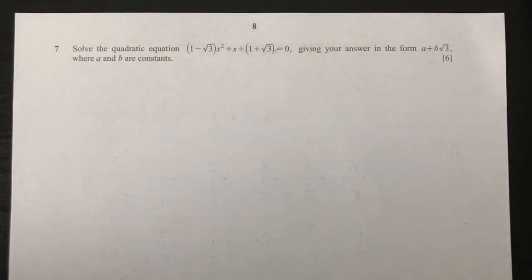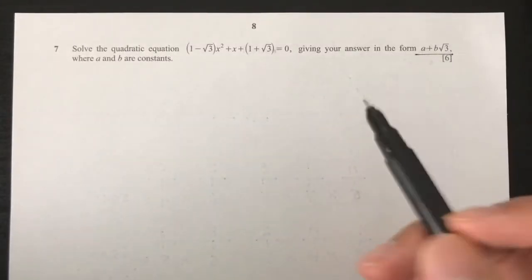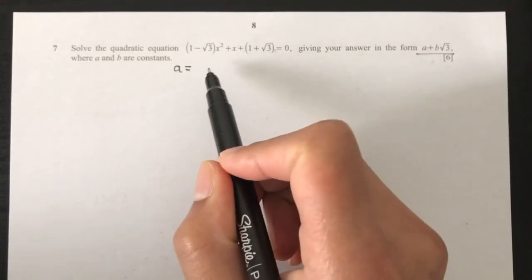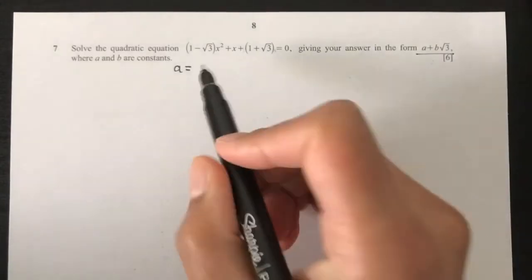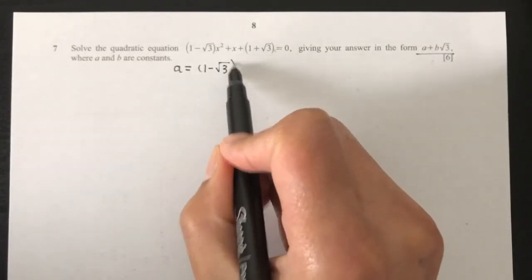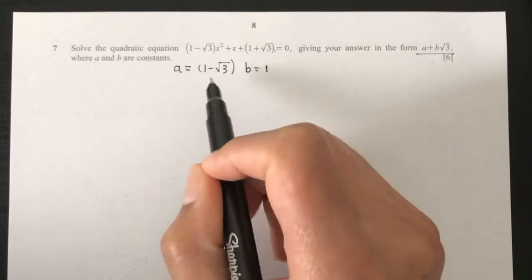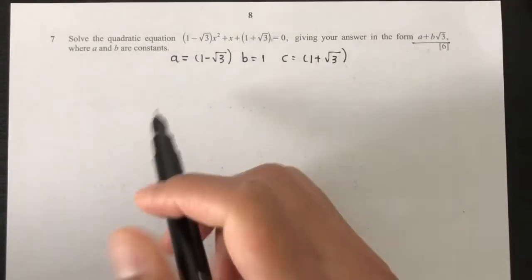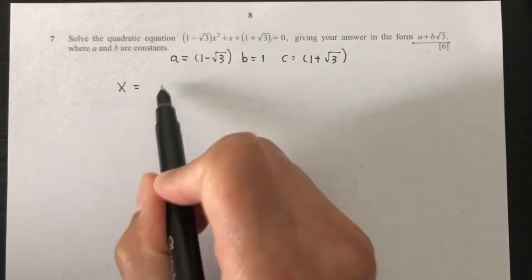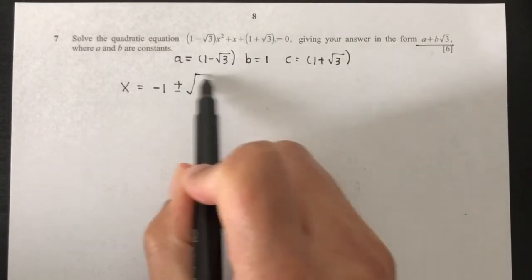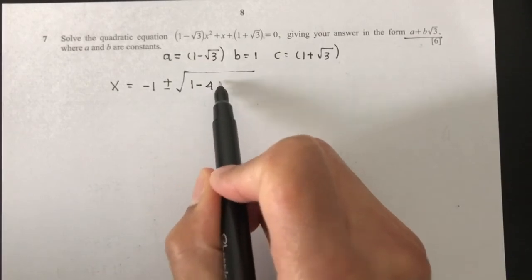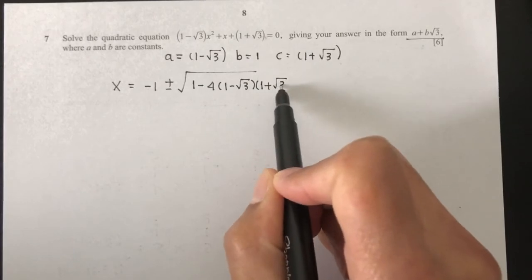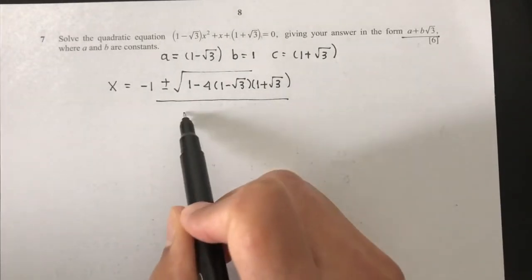Solve the quadratic equation, giving your answer in this form. So as you can see, let's do our formula first. So A can be 1 minus root 3, B is 1, and C will be 1 plus root 3. Now using your formula to solve this, you will say x is equal to minus b plus minus root of b squared minus 4 times a and times c, divided by 2a.